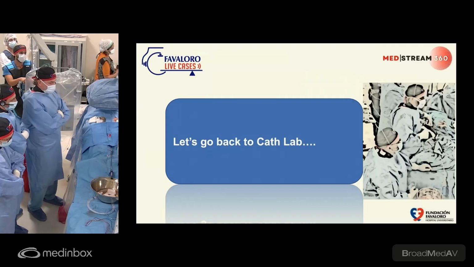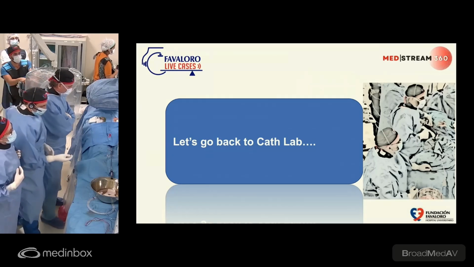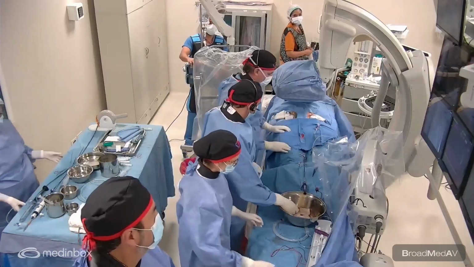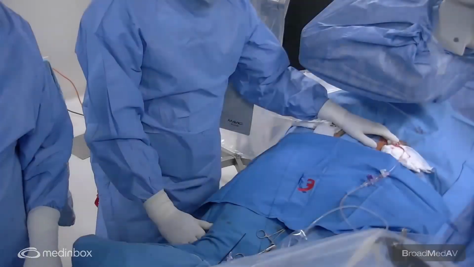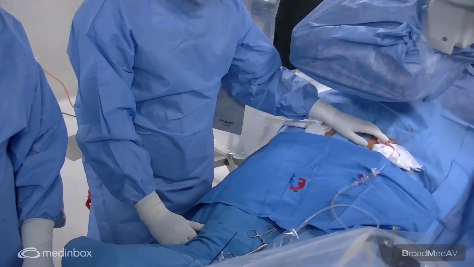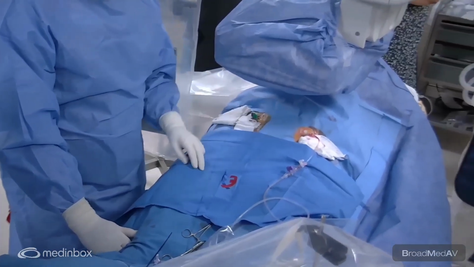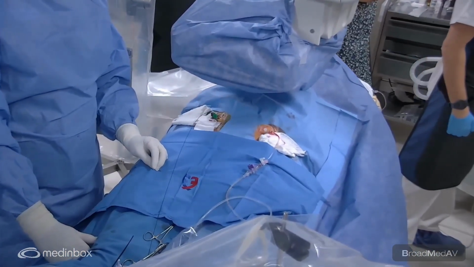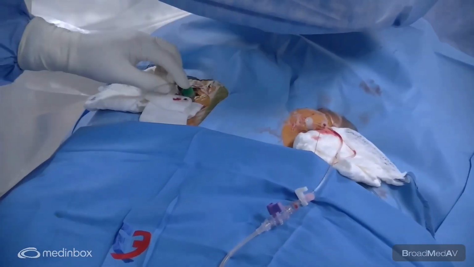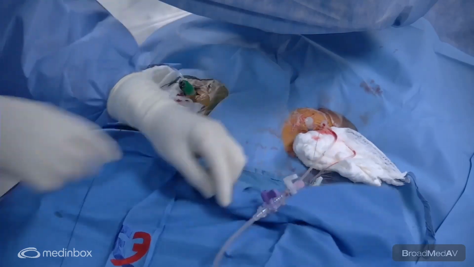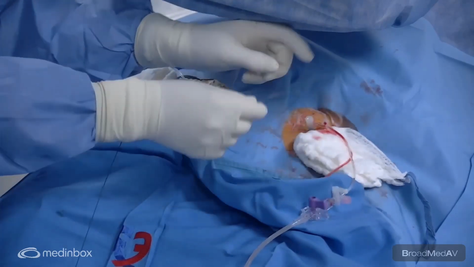So let's go back to the real life. What we have already done: we have done the puncture on the left femoral, common femoral artery. So probably we can show you the angio also. We have a venous access here, and we have a crossover with the over-the-wire as always.